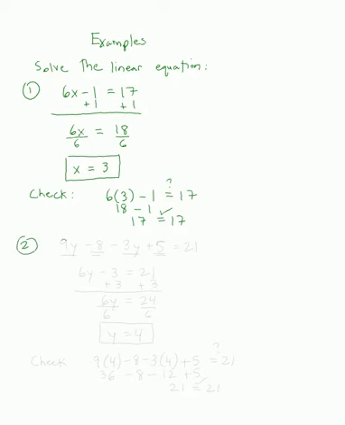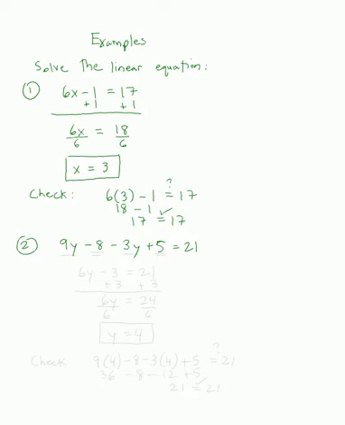Problem 2. We're going to do 9y minus 8 minus 3y plus 5 equals 21. Let's go through this step by step. We don't have any parentheses or fractions, so I can skip steps 1 and 2. Now, step 3 says simplify both sides. Notice that the left side here is not simplified.